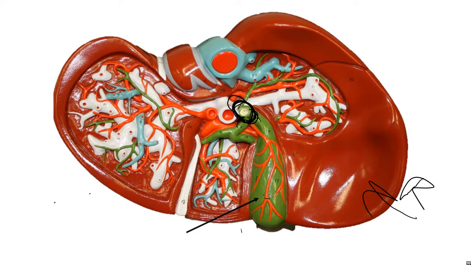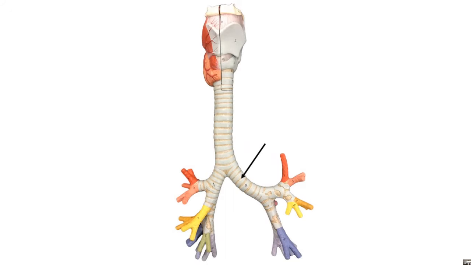Perfect. Yep, it meets up with the main pancreatic duct, exactly. Right, so that's pretty much everything that I think I could possibly ask you from this picture. We'll kind of flip-flop between digestive and respiratory, because that's what will happen on the practical.